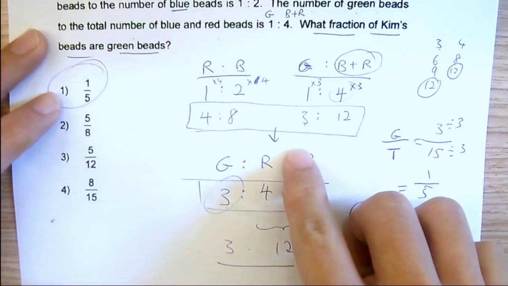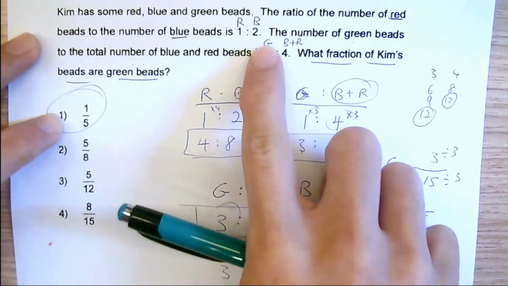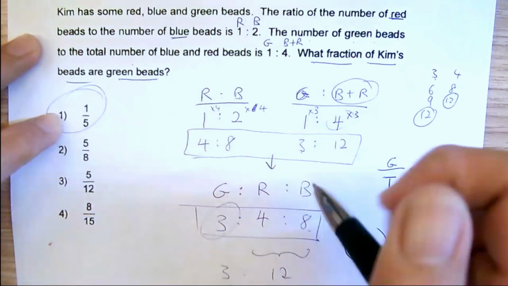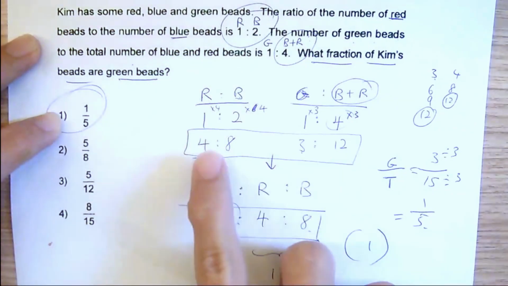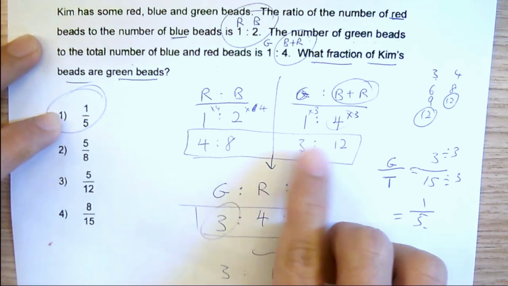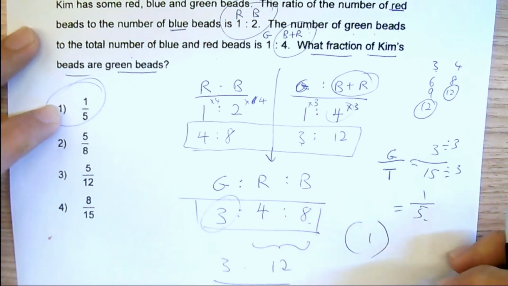This is actually what you call ratio comparison. If they give you two sets of ratios that are of different items, and one of them is common, like for example, in this case, what is common? Red and blue. Okay, so when you're doing comparison, just write both of them, change one of them to the same multiple, and then you can start combining them. So once you combine them, you'll be able to get the answer. Alright, done.